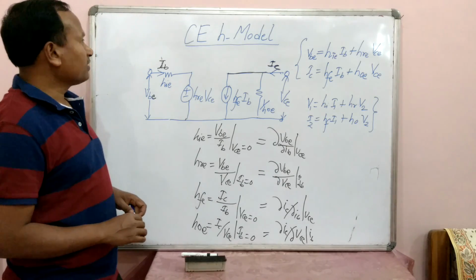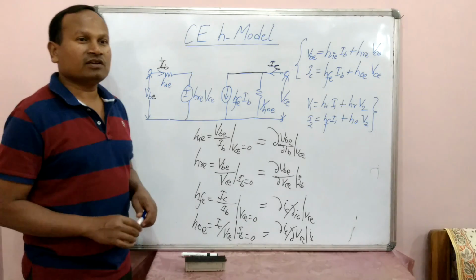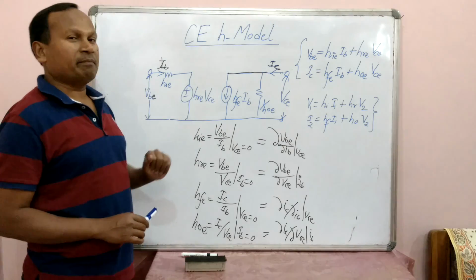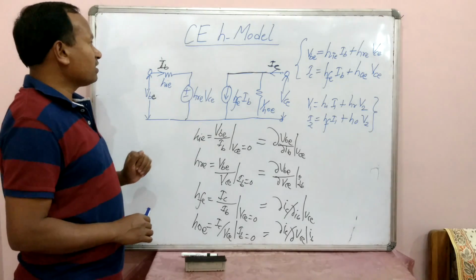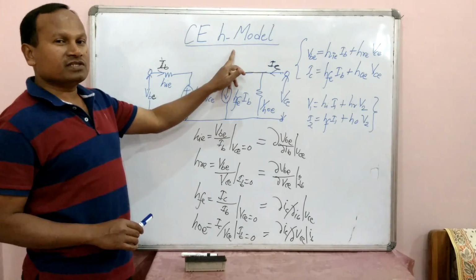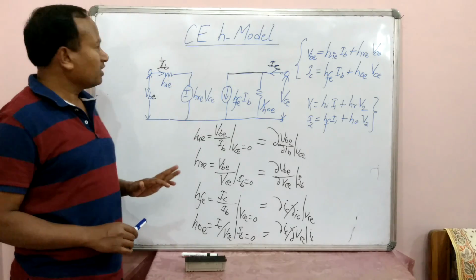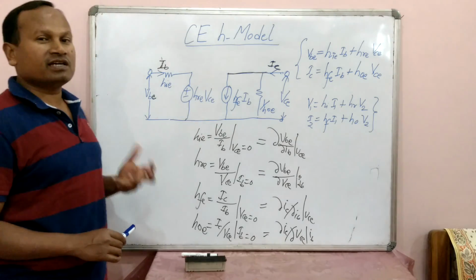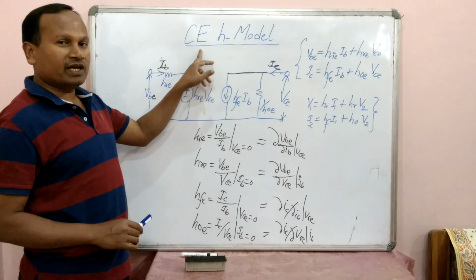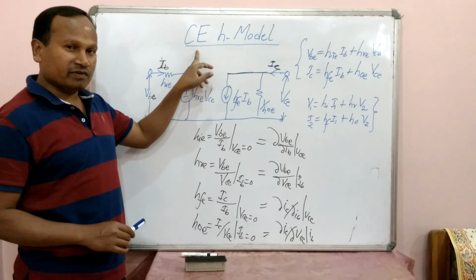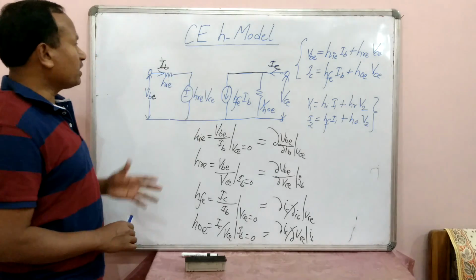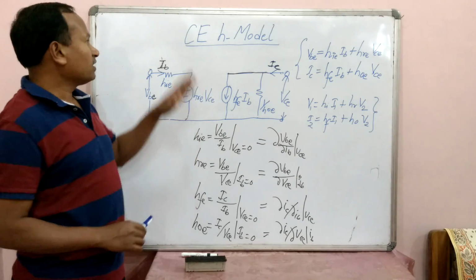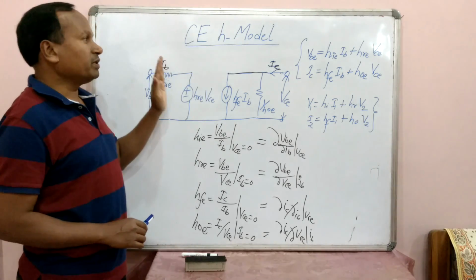Hello students. Now in this lecture we will discuss the common emitter hybrid model. Hybrid model is a standard model which is used to analyze the transistor amplifier. We know that in BJT there are three configurations: common emitter amplifier, common base amplifier and common collector amplifier. So let us study the common emitter hybrid model, the common emitter h model.